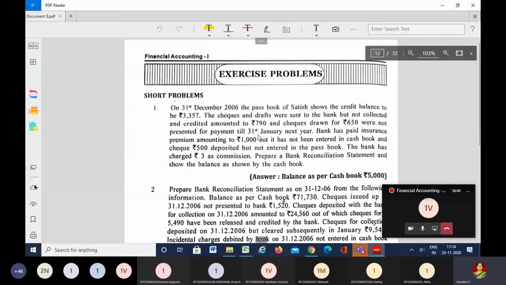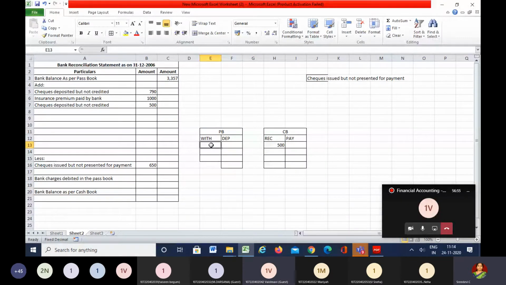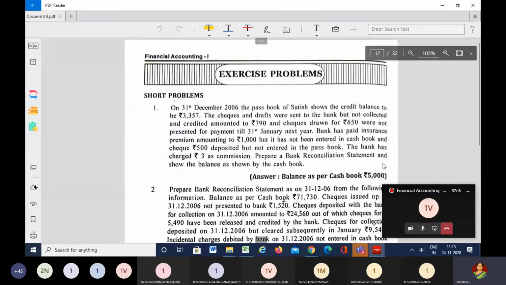And finally here, the bank has charged rupees 3 as commission. So whenever the bank charges a commission, that is bank charges, where is it recorded first? Passbook, as a withdrawal. So because of this, what is going to happen? The passbook is less and the cash book is more. So again, what are you going to do? Add. So now you have seen the opposite effect on the passbook balance as well as the cash book balance, right? So what is being asked here? Show the balance as shown by the cash book.